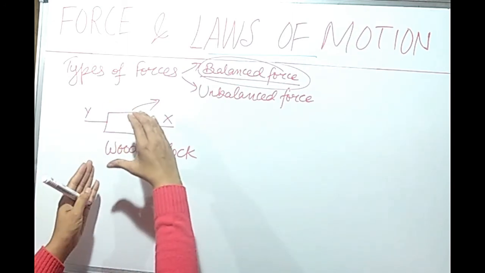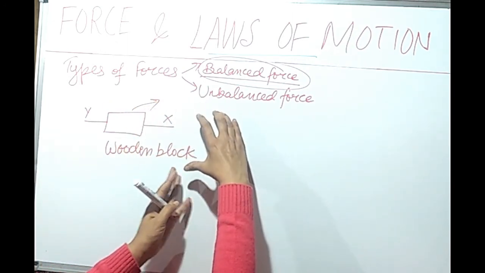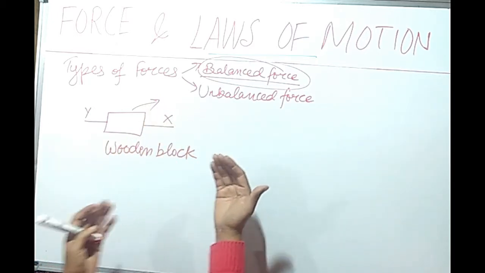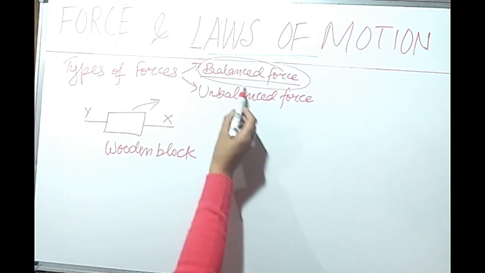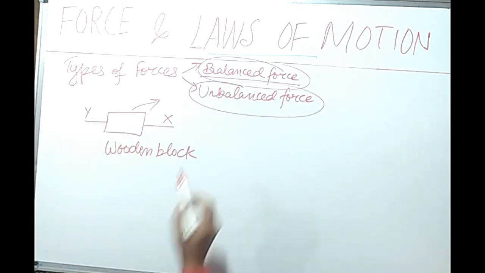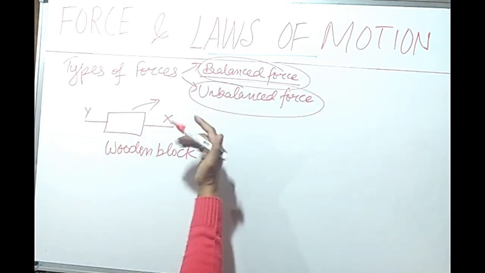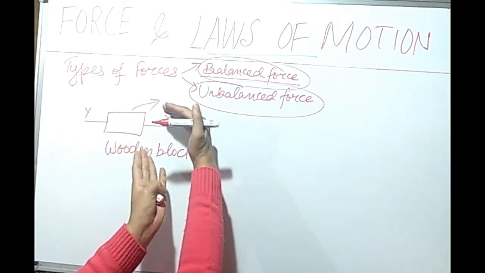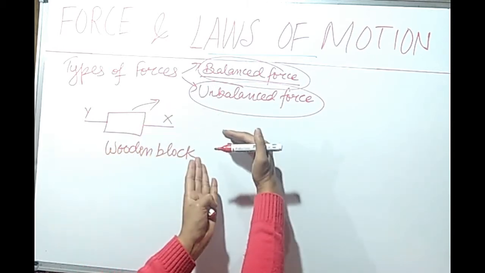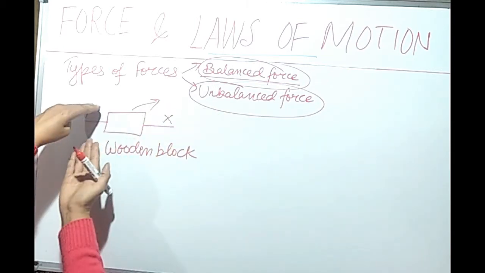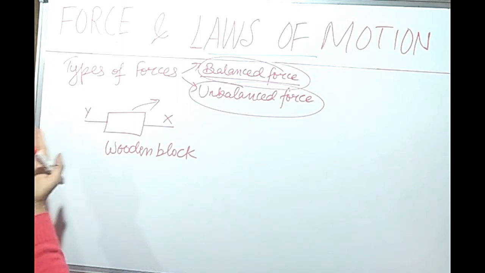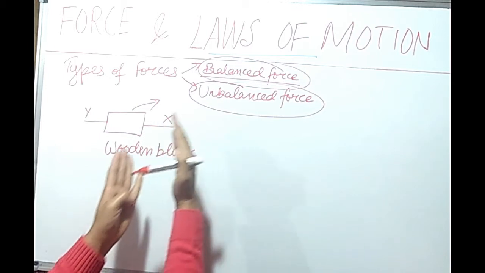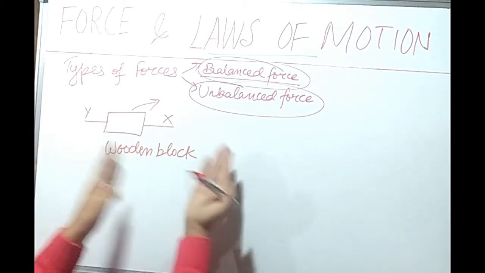And if I apply greater force in this direction than this direction, then the block will move in this direction. When the block has started moving, that means unbalanced forces are acting. That force is called unbalanced force when the block has started moving in a particular direction. When I am applying greater force in X direction, the block will move in this direction, and when I am applying greater force in this direction, the block will move in this direction. That is called unbalanced force, when there is a greater force in one direction than the other direction.